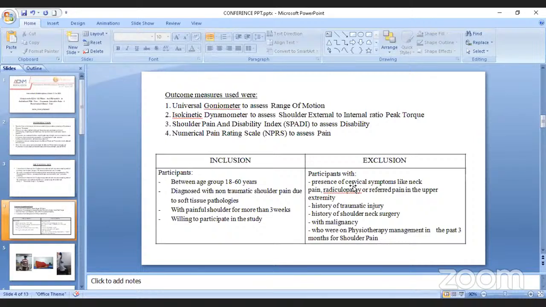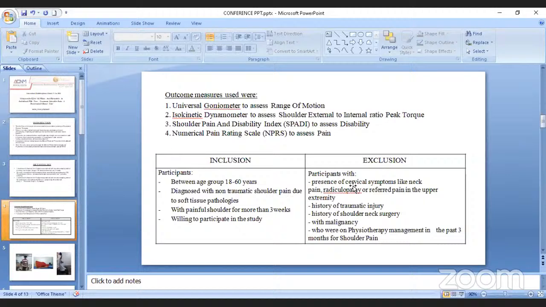The intervention protocol was for 3 weeks and 5 sessions per week, so a total of 15 sessions over 21 days. The outcome measures used were universal goniometer to assess the range of motion, isokinetic dynamometer to assess the shoulder external to internal ratio peak torque, shoulder pain and disability index to assess the disability, and numerical pain rating scale to assess pain.